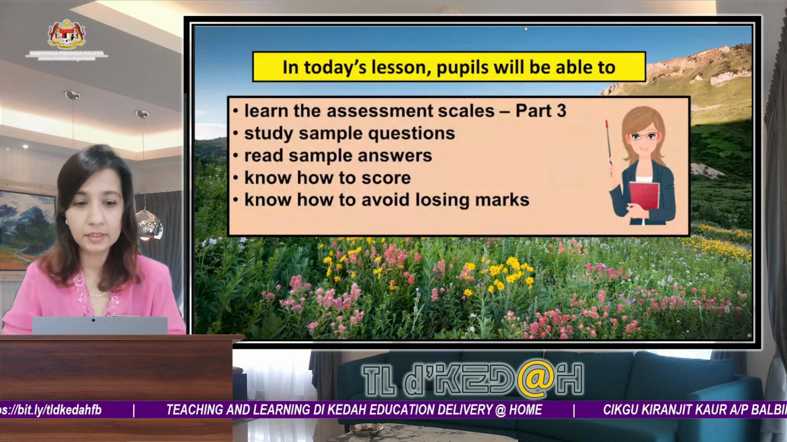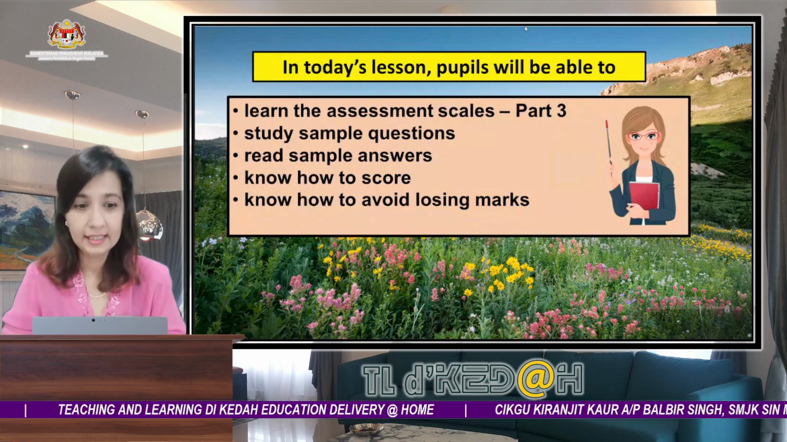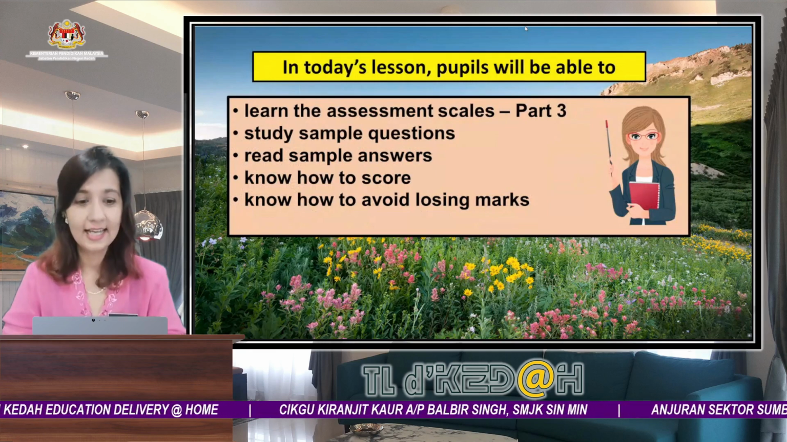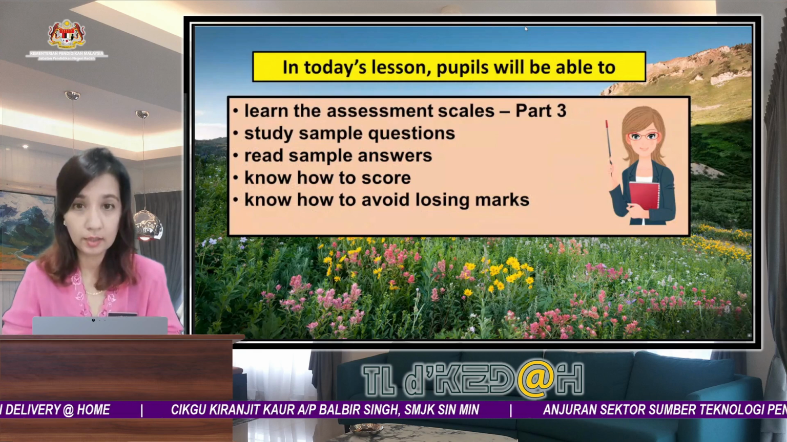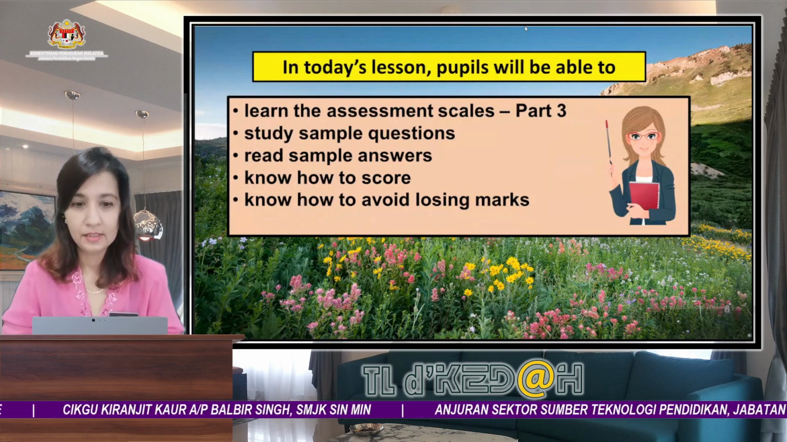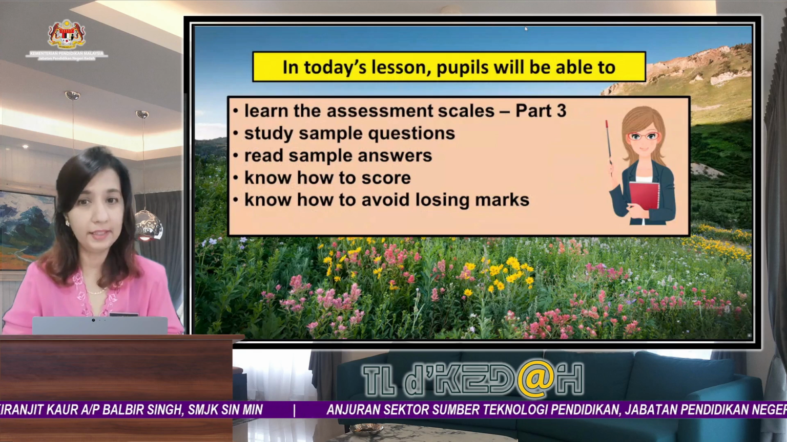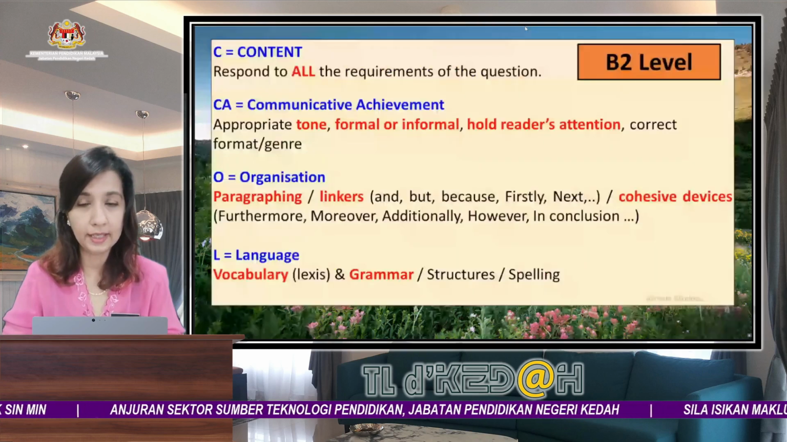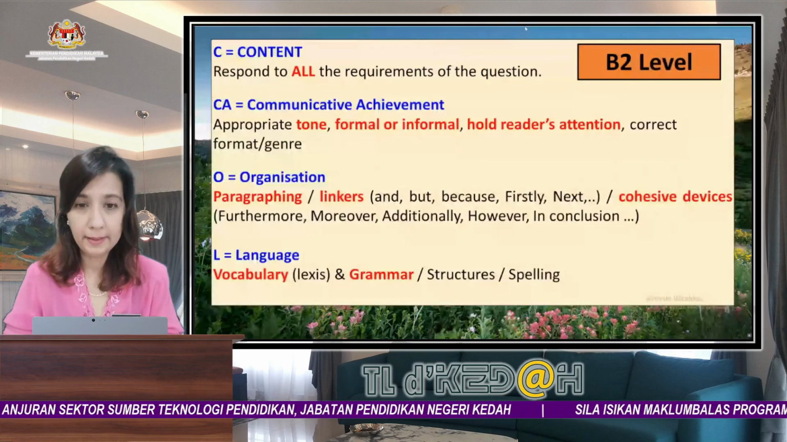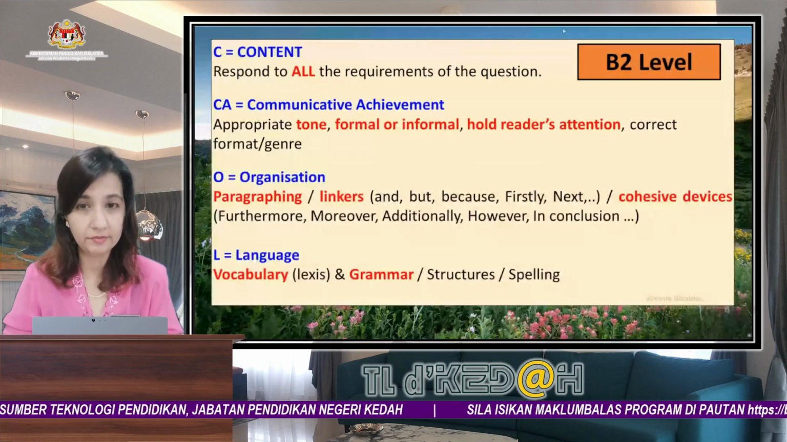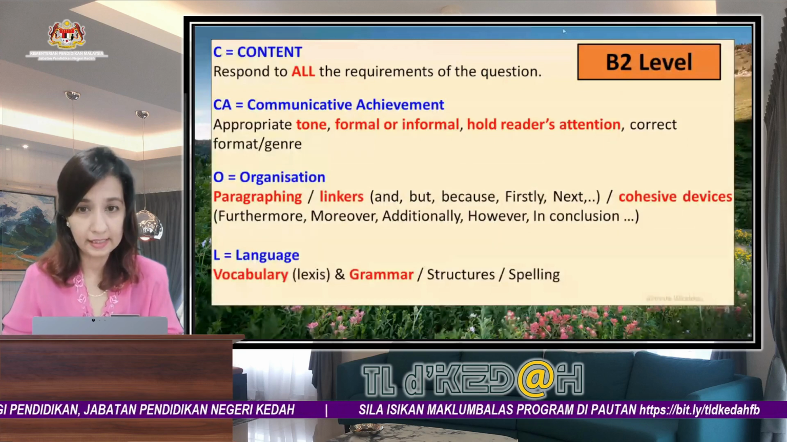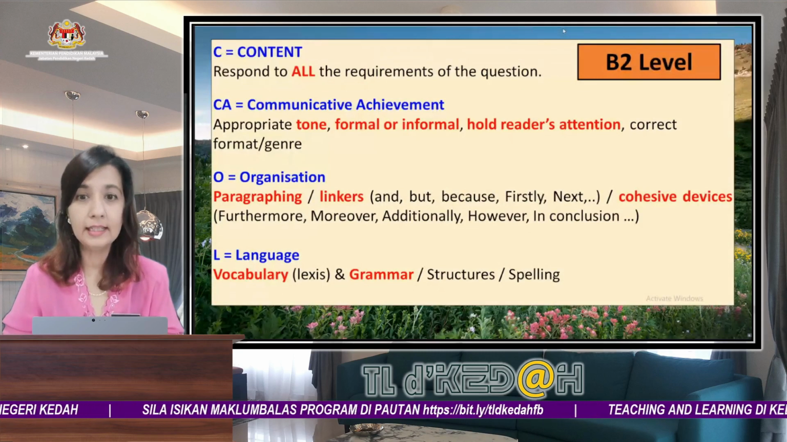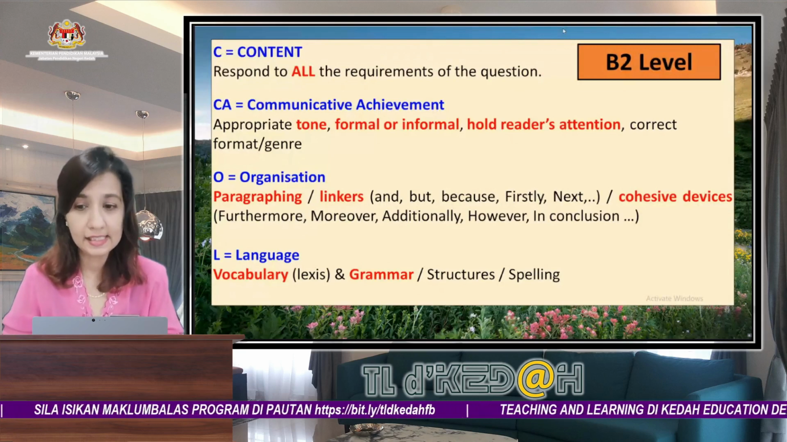Pupils will be able to learn the assessment skill for Part 3. You're going to study sample questions for Part 3, read some sample answers, know how to score, and know how to avoid losing marks. As I've gone through this in the previous video, I'm going to go through it once again so that you can recall what I've shared. But remember, this is for B2 level, which is the highest level out of the 3 parts. Part 1 is just email A2, Part 2 is B1 level, and Part 3 is B2 level.